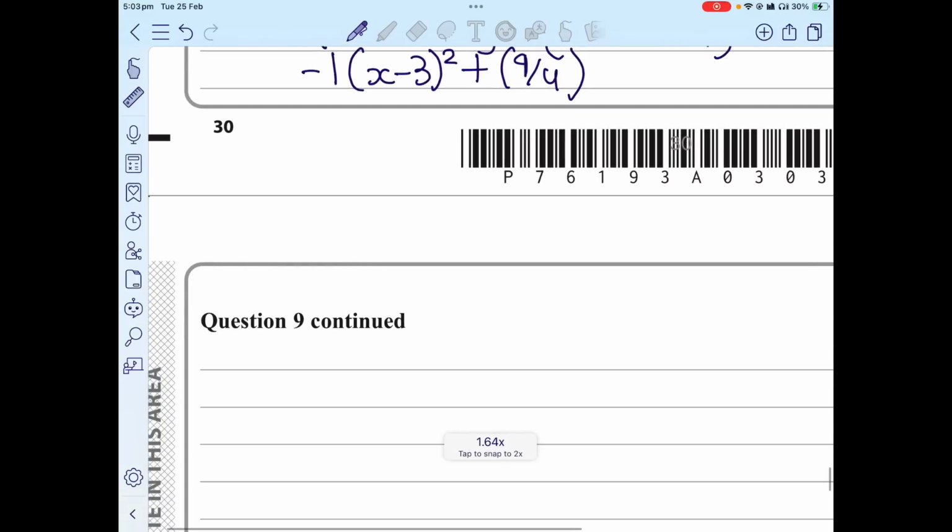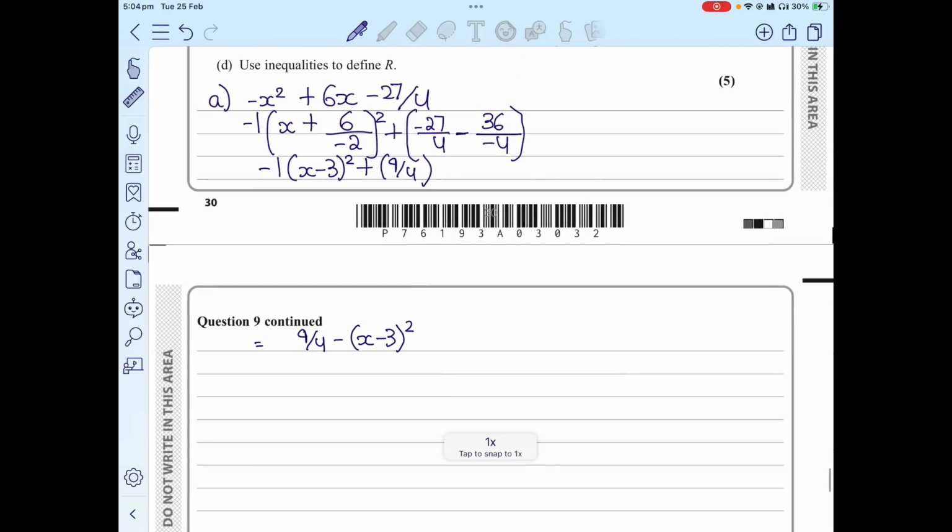Alright, so this can be written as 9 over 4 minus (x minus 3) the whole squared. And it's all right, completing the square.